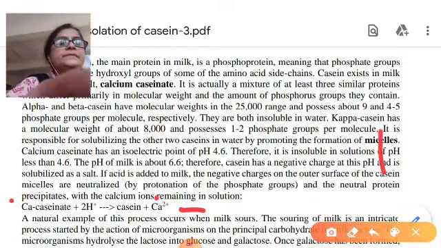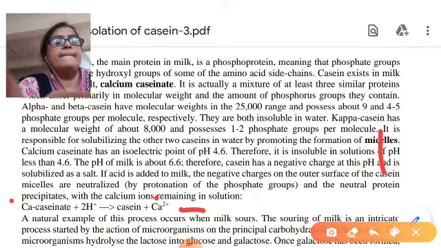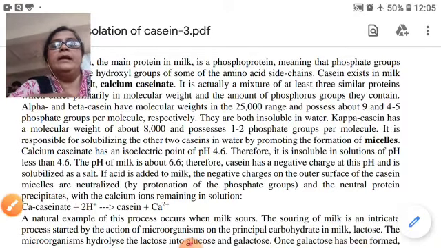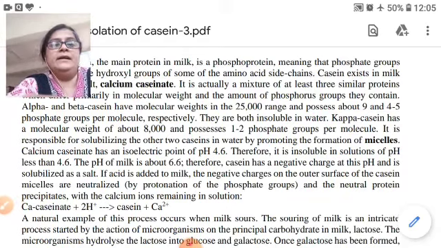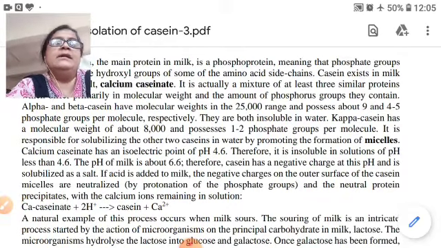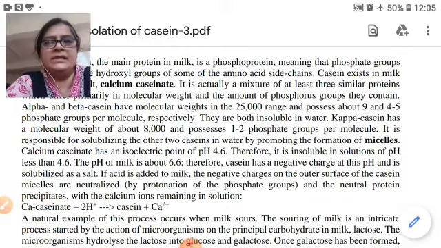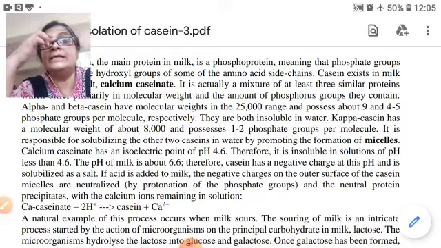Now, a natural example of this process occurs when milk sours. That is what we call souring of the milk, दूध जब फट जाता है, and it takes place naturally also. Now, how does it take place naturally?